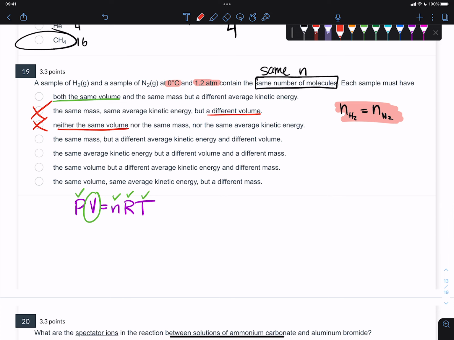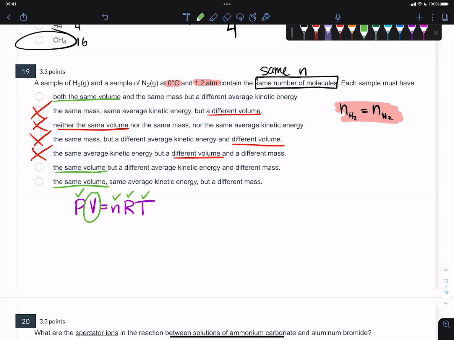Do they have the same mass? No, but a different average kinetic energy, different volume. So the part that makes this false so far is different volume. Same average kinetic energy, different volume, also out. Same volume, so far so good. But a different average kinetic energy. Same volume, so far so good.